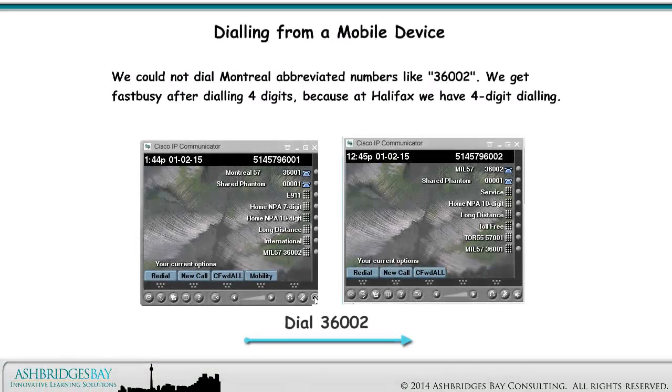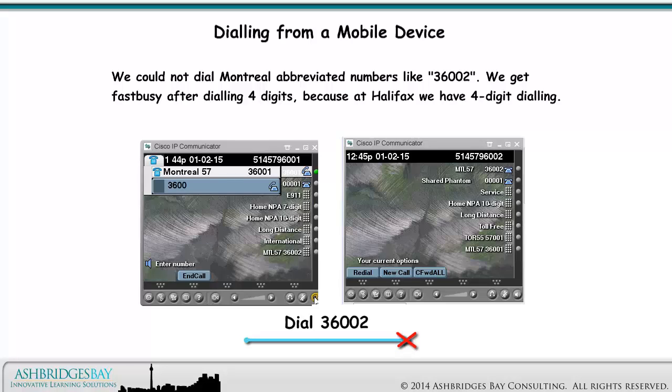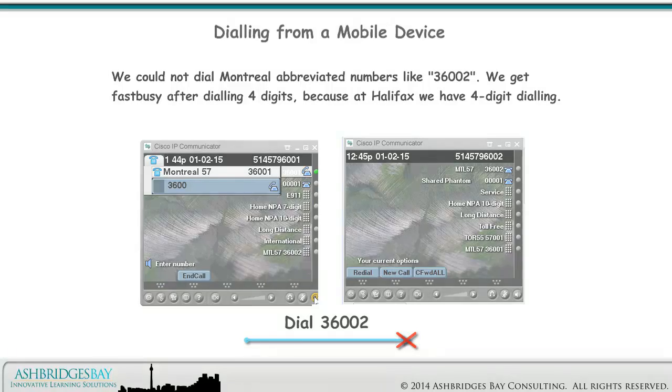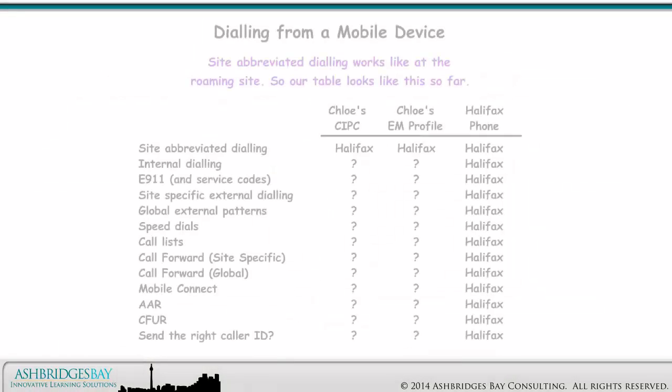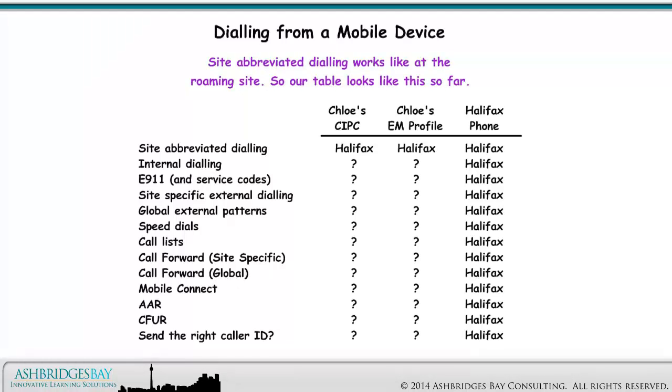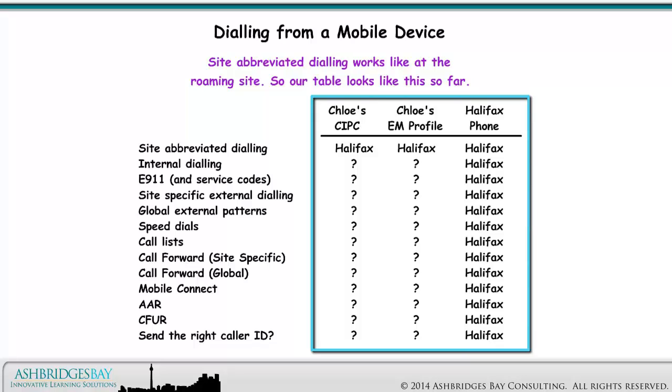We could not dial Montreal abbreviated numbers like 36002. We get fast busy after dialing 4 digits because at Halifax we have 4-digit dialing. Site-abbreviated dialing works like at the roaming site. So our table looks like this, so far.